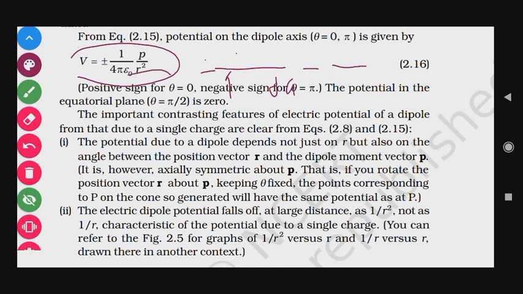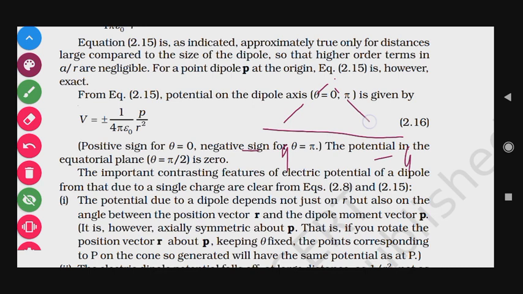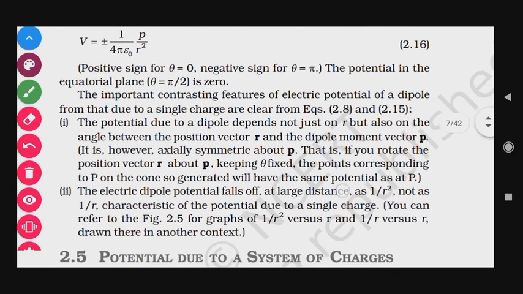And for an equatorial point, theta will be what? An equatorial point is a point which is at equal distance from the two charges. For that, theta is 90, and cos 90 is 0. So the potential at an equatorial point is 0 and the potential at an axial point is this much. Now the important contrasting features of the electric potential of a dipole from that due to a single charge are clear from equations 2.8 and 2.15. We'll discuss two features from here.